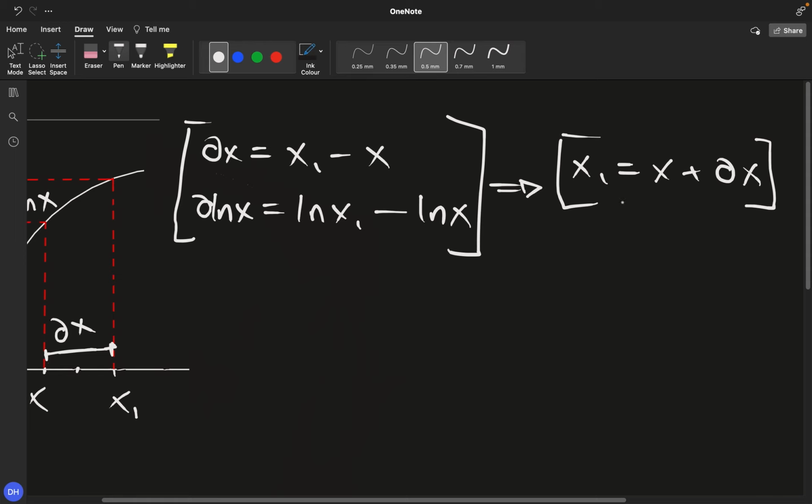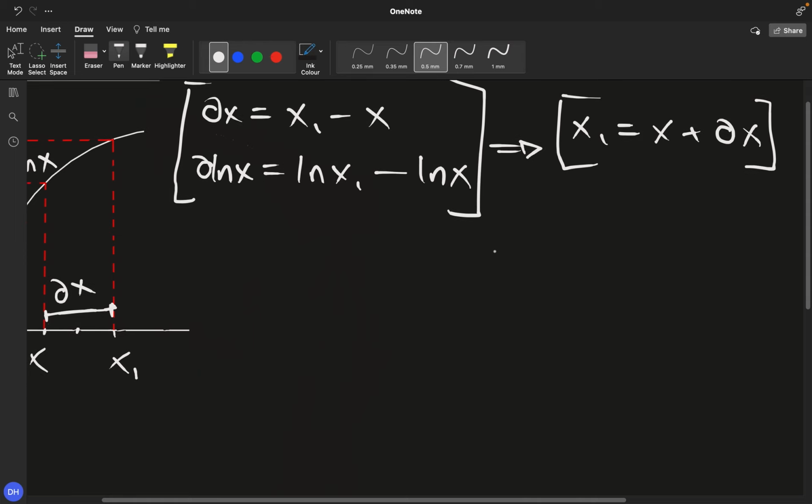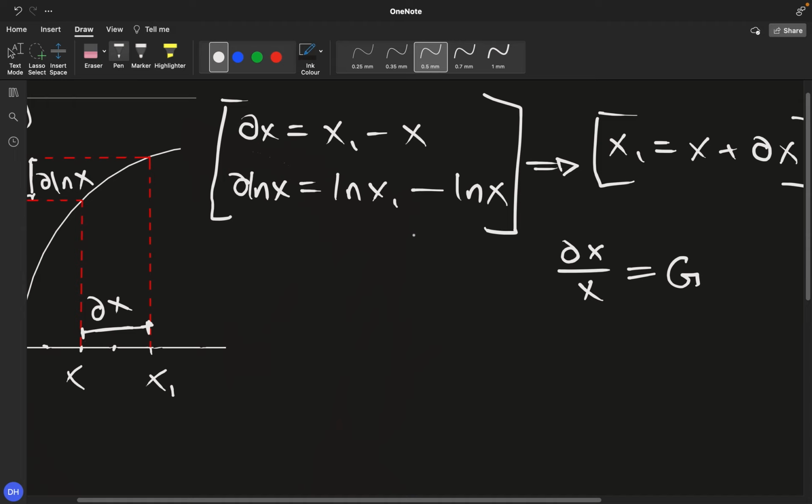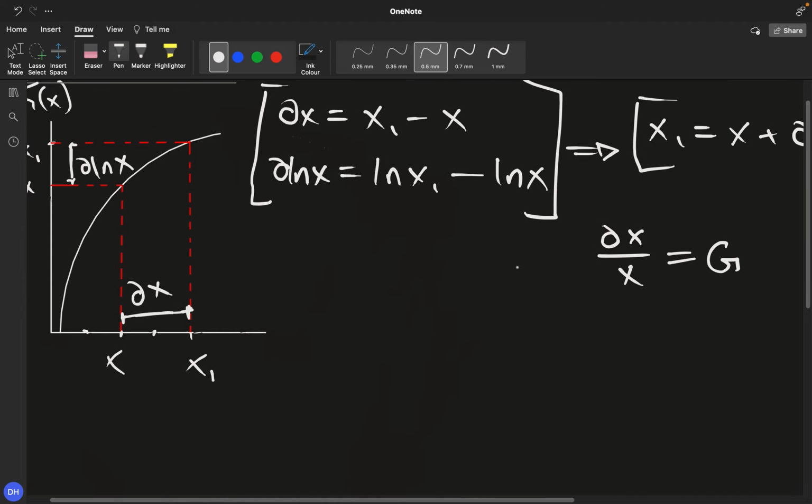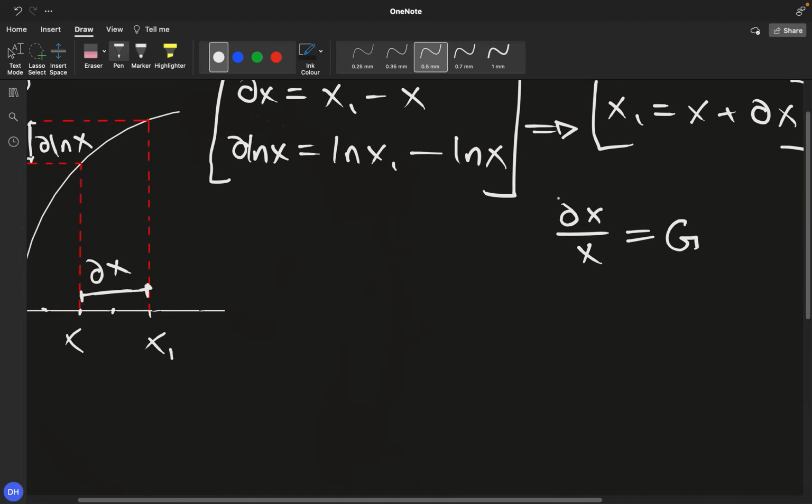Okay, right, and there's one more definition that's important. That is delta x on x. What is that? That's a proportional change, right? The change in x on x gives you a proportional change. So we're going to call that g, like for growth rate. Whatever, could be any variable name, we're going to call it g. A proportional change in x is g.